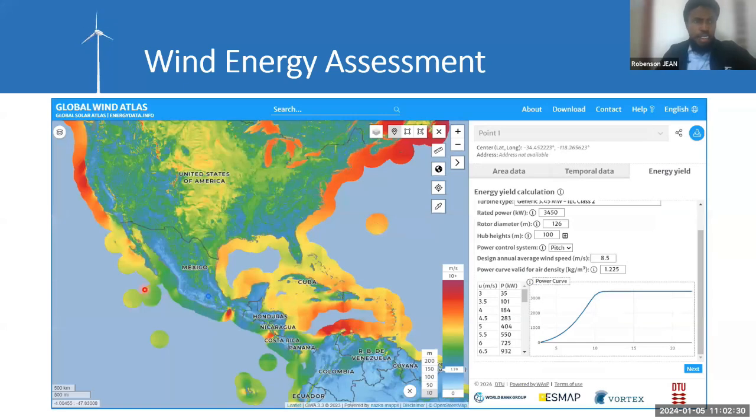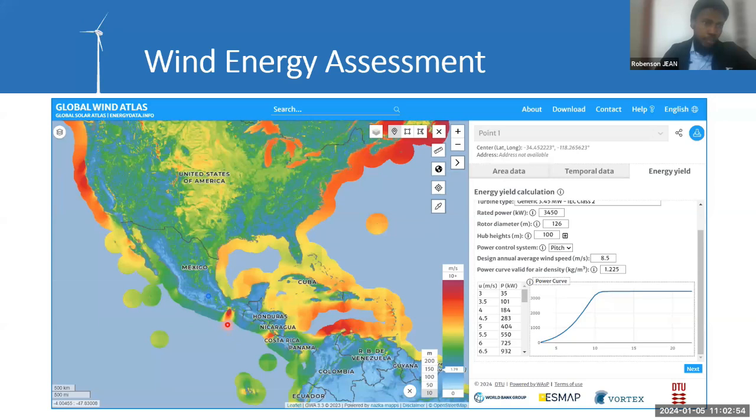And this is the interface of Global Wind Atlas. Through this, for instance, you can see that at 10 meters above sea level, there are some places in the Caribbean region that have some interesting potential for wind.